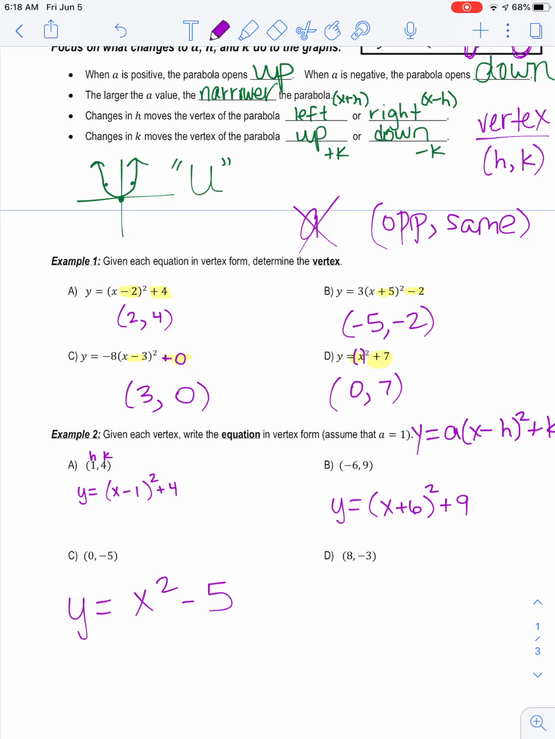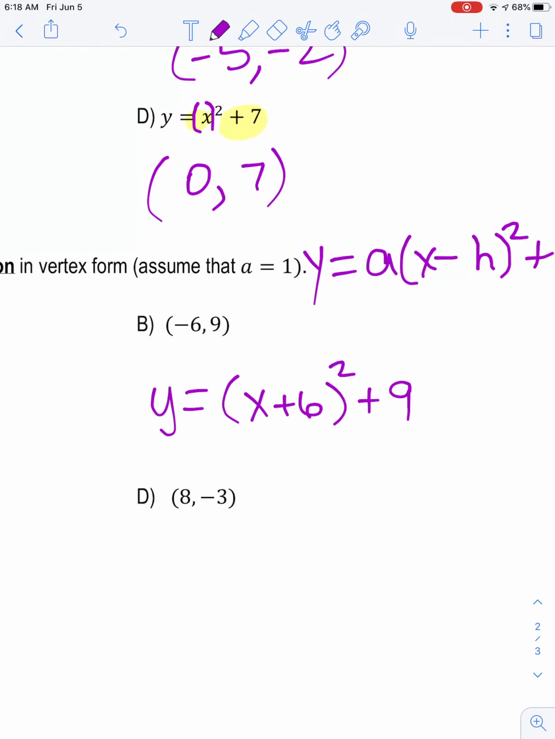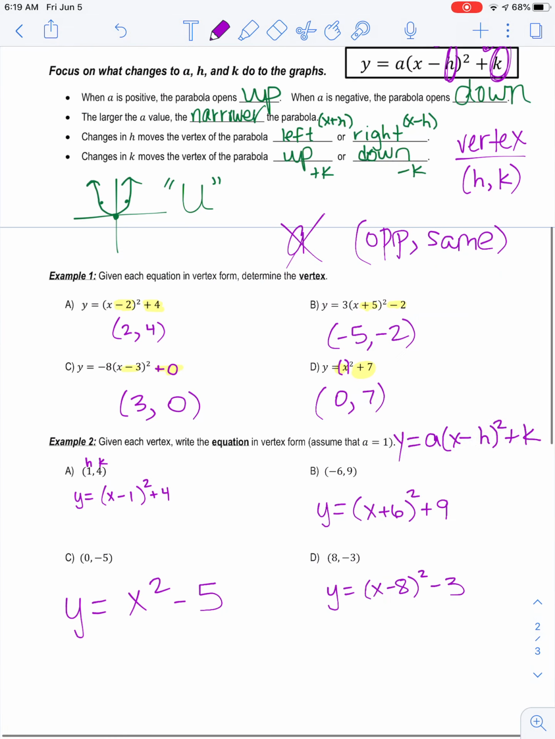And why don't you go ahead and try part D? You can hit pause, write down your answer, and then hit play to check it. So let's see how we did on part D. We'd have y equals (x minus 8) squared minus 3.